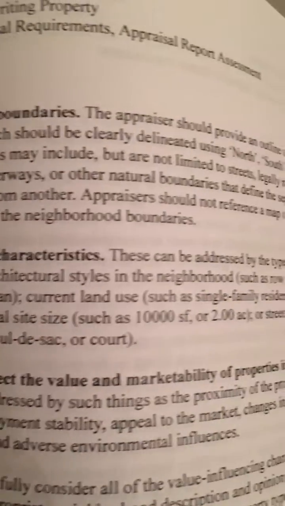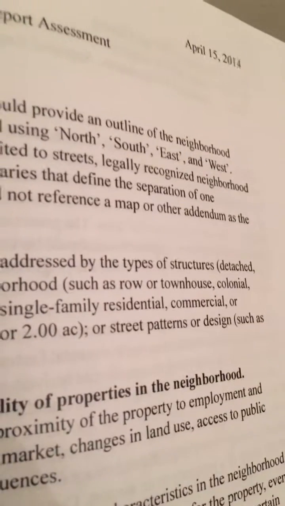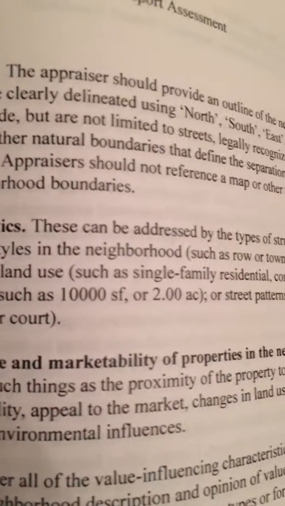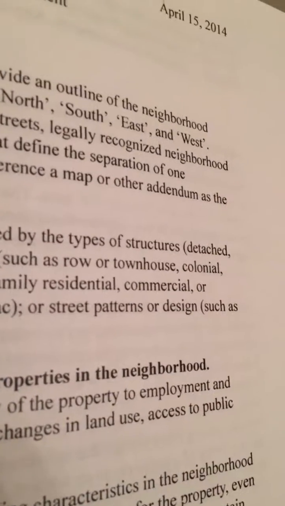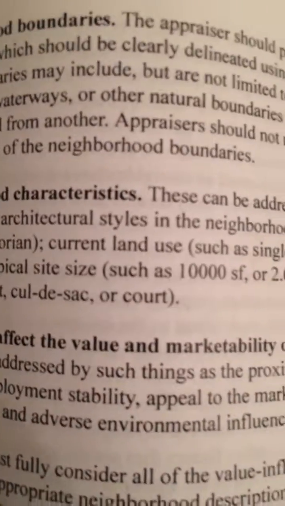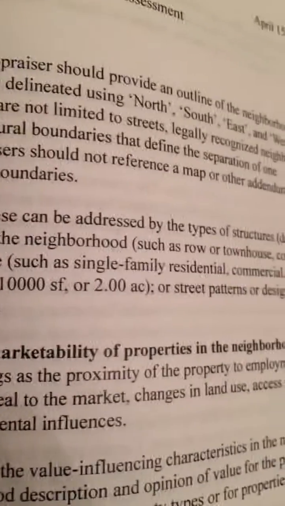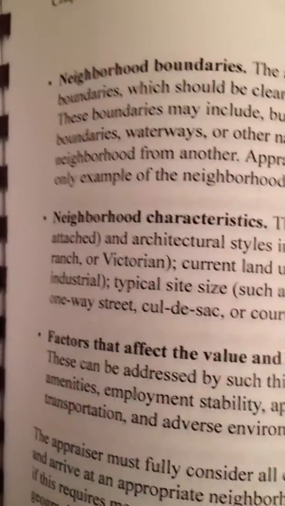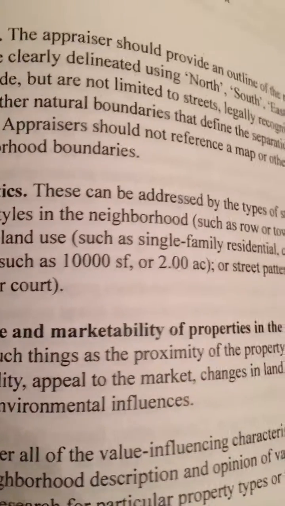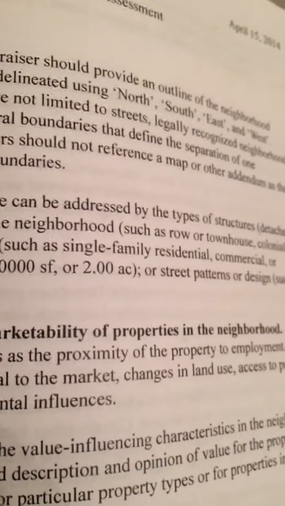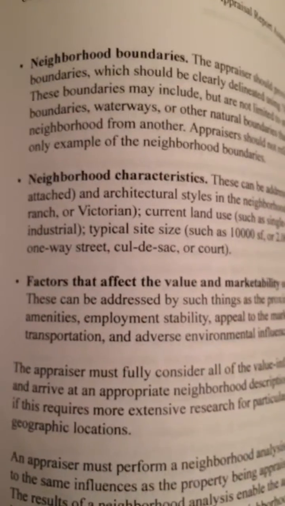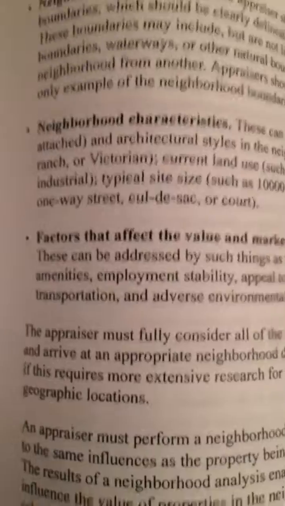Neighborhood characteristics. These can be addressed by the type of structures, detached or attached, and architectural styles in the neighborhood, such as row or townhouse, colonial, ranch, or Victorian. Current land use, such as single-family residential, commercial, or industrial. Typical site size, such as 10,000 square feet or 2.00 acres. Or street patterns or design, such as one-way street, cul-de-sac, or court.